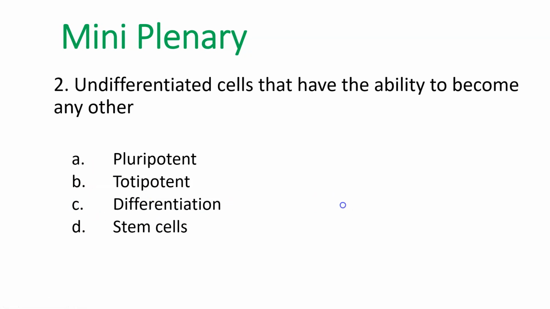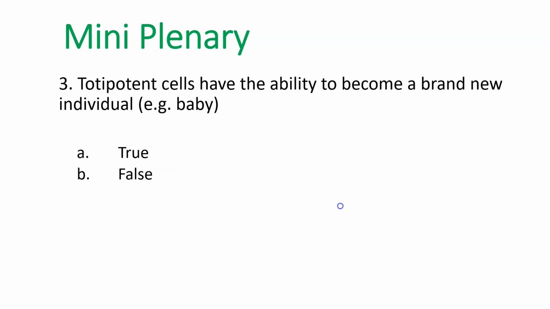Undifferentiated cells have the ability to become any other. These are stem cells. Totipotent cells that have the ability to become a brand new individual. Is that true or false? And that is true.